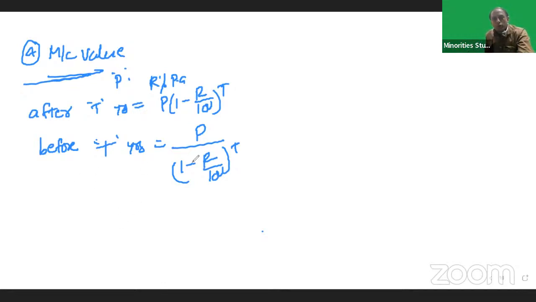The machine value after t years is equal to P into (1 minus r by 100) whole power t. The machine value before t years is equal to P divided by (1 minus r by 100) whole power t. Now write down the question.